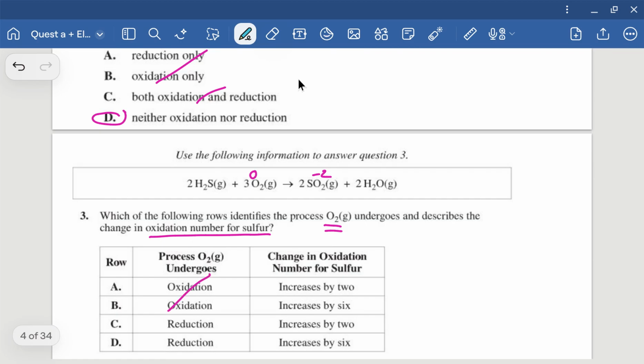And then talking about sulfur, if we assign some oxidation numbers to sulfur, we'd have -2 on the reactant side. And on the product side, you would end up getting +4. So going from -2 to +4, that's an increase of 6 electrons. So we have reduction and 6 electrons. Your answer is D.